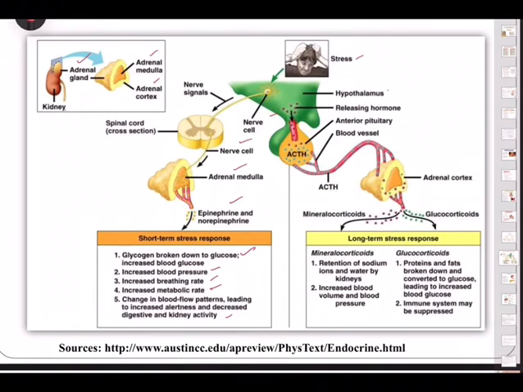And when it is the long-term one, the stress signal reaches the hypothalamus of the brain, releasing hormone. Immediately the anterior pituitary releases ACTH, and the ACTH travels through blood vessels, reaches the adrenal cortex, and the adrenal cortex releases mineralocorticoids and glucocorticoids. So this is long-term stress, whereas the other one is short-term. There is retention of sodium ions and water by the kidneys, increased blood volume and BP, and on the other side, glucocorticoids break down proteins and fats and convert them to glucose, leading to increased blood glucose levels, and the immune system may be suppressed. This is very dangerous. The immune system is suppressed in a long-term stress response.